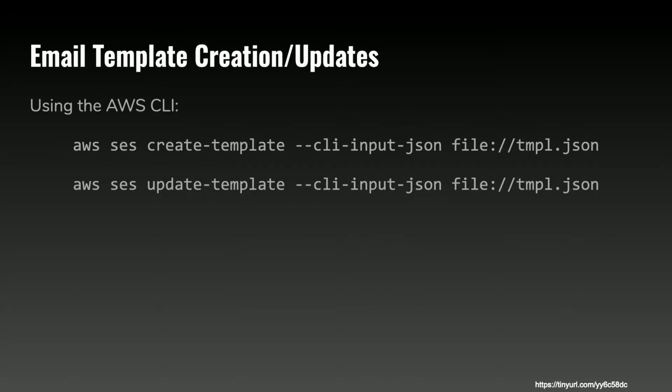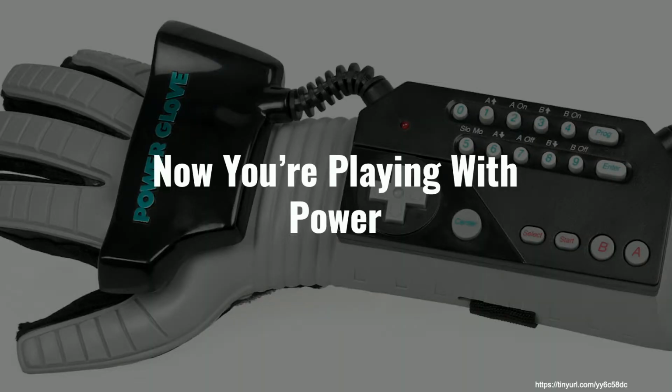So you can download it to your Mac or your Windows and install it. And then you verify your credentials with AWS. And once you're there, you can do anything that you want. So AWS has an SES category, and then they have a create template and an update template, and then you give it a CLI input JSON and the path to the JSON file that you saved from that script output. Make sense? All right. So then once you do that, you're ready to play with power.